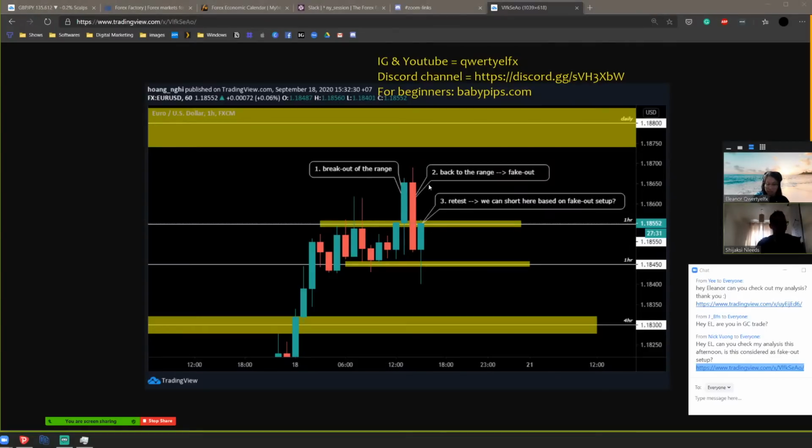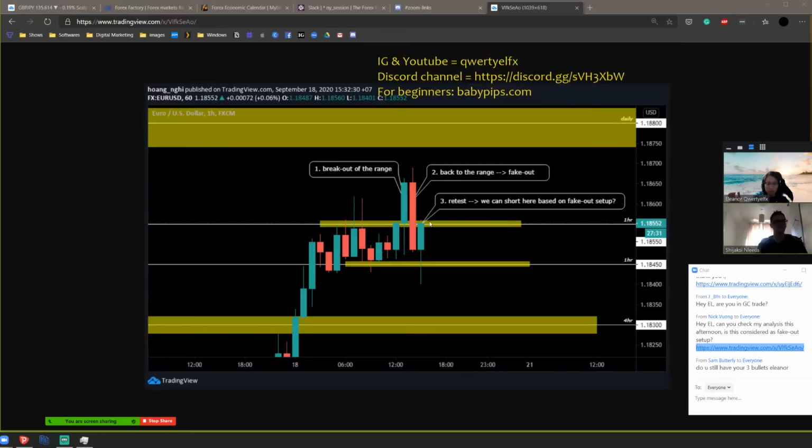Break out of the range, come back, retest. Can we short here based on the fake out? No. Nick, you need to send a lower time frame chart, then see whether there's some kind of lower time frame resistance made here. This is not a short because you're in a bullish candle.